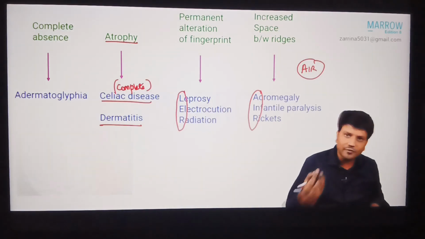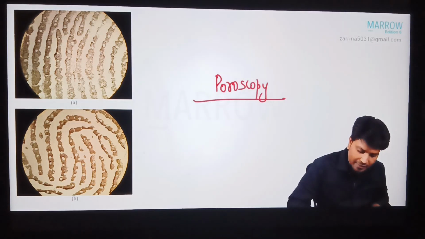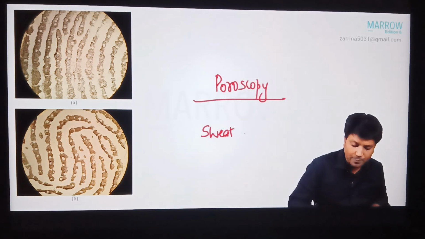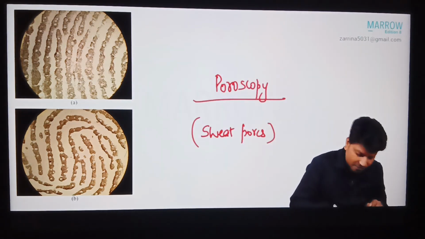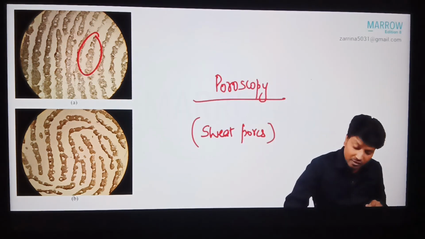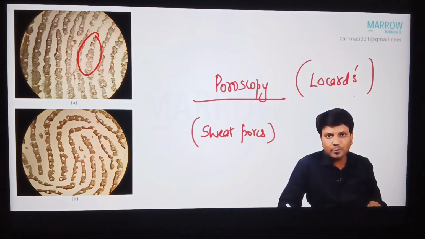Suppose you get only a part of a fingerprint, you can use this study. This is called poroscopy, wherein you are studying the arrangement of sweat pores, the openings of the sweat pores. It is not sebaceous pores, these are sweat pores. In between the fingerprint ridges, you can see some openings. These are all openings for sweat glands, and this is unique to each person. They'll ask you who invented the study. It was Locard's poroscopy. Edmond Locard invented this poroscopy.